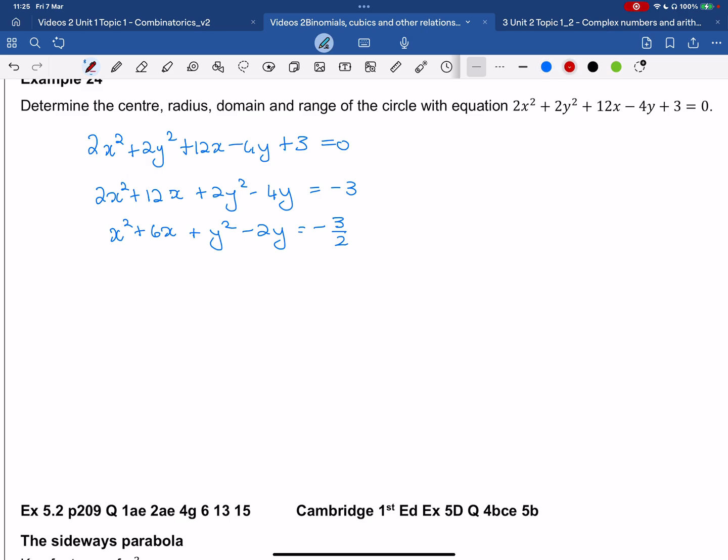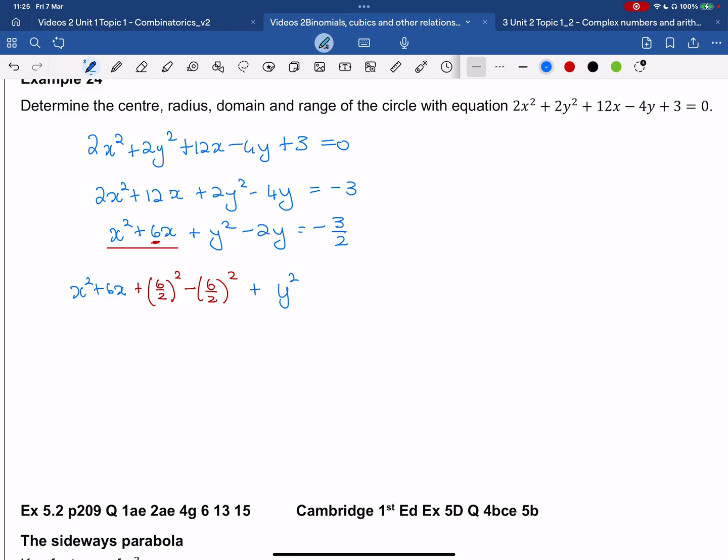And I'm going to start with completing the square for my x. So I'm going to have x squared plus 6x. Now my coefficient of x was 6, and I'm going to halve it, square it, add it, and subtract it. So I'm going to have plus 6 over 2 squared minus 6 over 2 squared. Then I'm going to do my y.